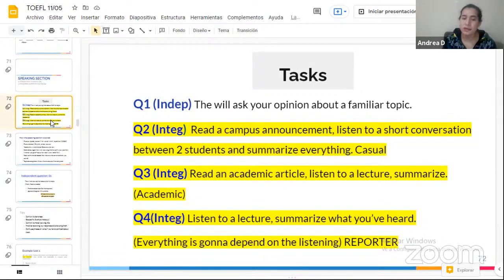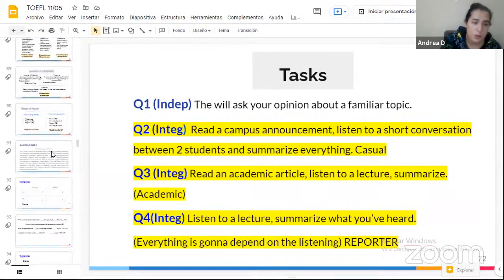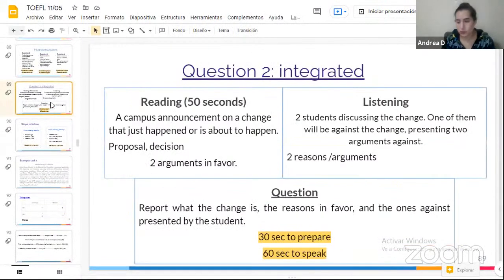Remember that independent means that it doesn't depend on anything, and you don't have to do anything before you answer the question. However, integrated is the opposite. You have to read something or listen to something before you get to answer the question. That's what we're going to be working on today. We're going to start with task number 2, question 2 for the speaking section, 2 out of 4.